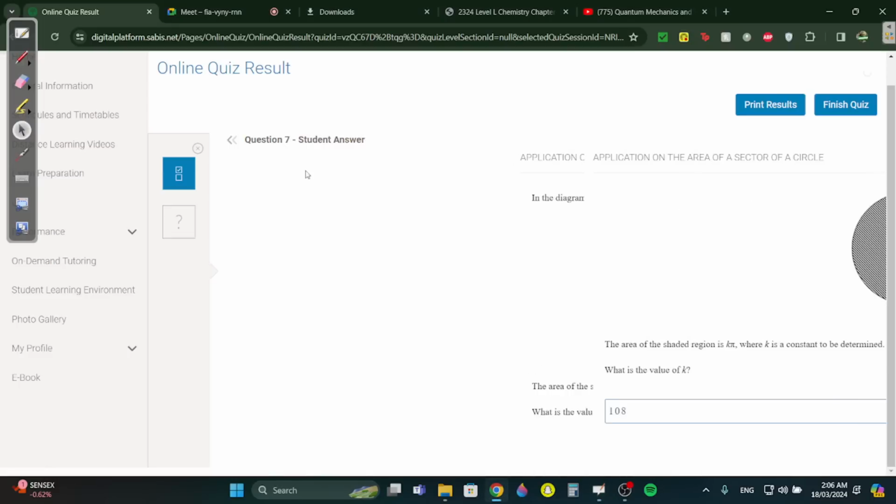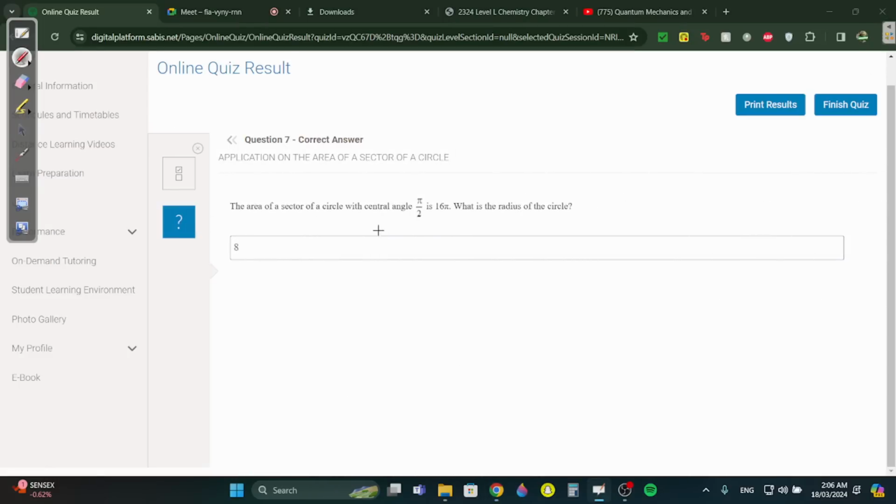Question 7. The area of the sector with central angle pi over 2 is 16 pi. What's the radius? First of all, central angle pi over 2 means 90 degrees, because you know pi is 180. Pi over 2 means 180 over 2, which is 90 degrees. So the area of a sector with central angle 90 degrees is 16 pi.